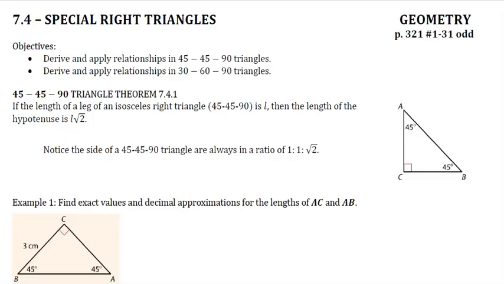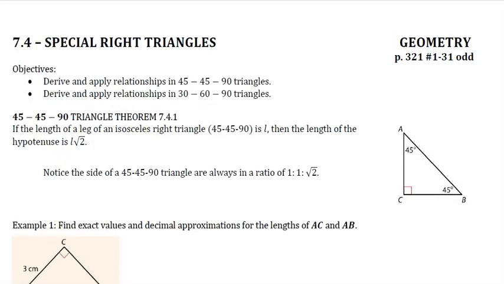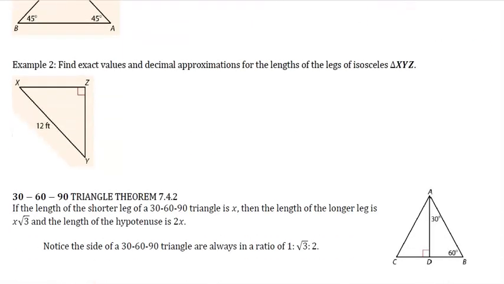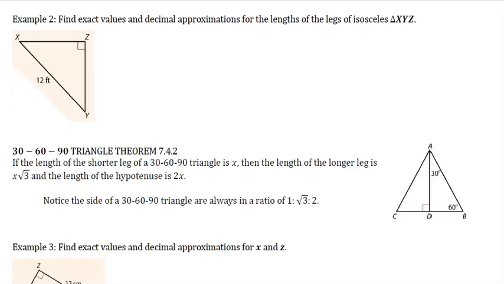Let's go on to example 2. All right, so example 2, we're going to find exact values and the decimal approximations again. So we're doing both of those, exact values and decimal approximations, for the lengths of the legs of the isosceles triangle. So it's telling me it's isosceles. So I'm going to go ahead and mark my legs for that, of triangle XYZ.